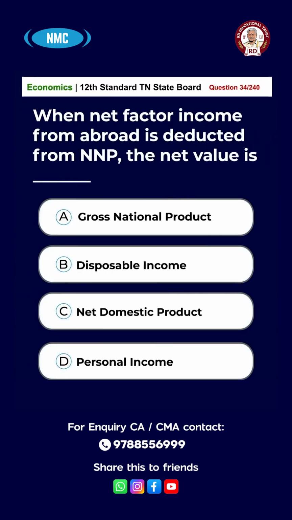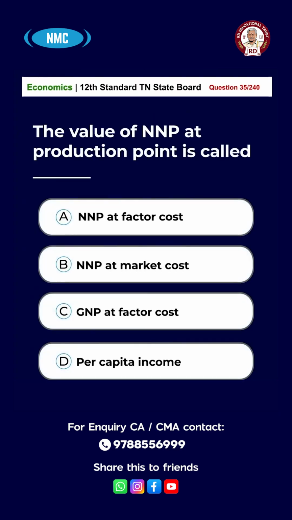Question number 34. When net factor income from abroad is deducted from NNP, the net value is A. Gross national product. B. Disposal income. C. Net domestic product. D. Personal income. The answer is option C. Net domestic product. Question number 35. The value of NNP at production point is called A. NNP at factor cost. B. NNP at market cost. C. GNP at factor cost. D. Per capita income. The answer is option A. NNP at factor cost.